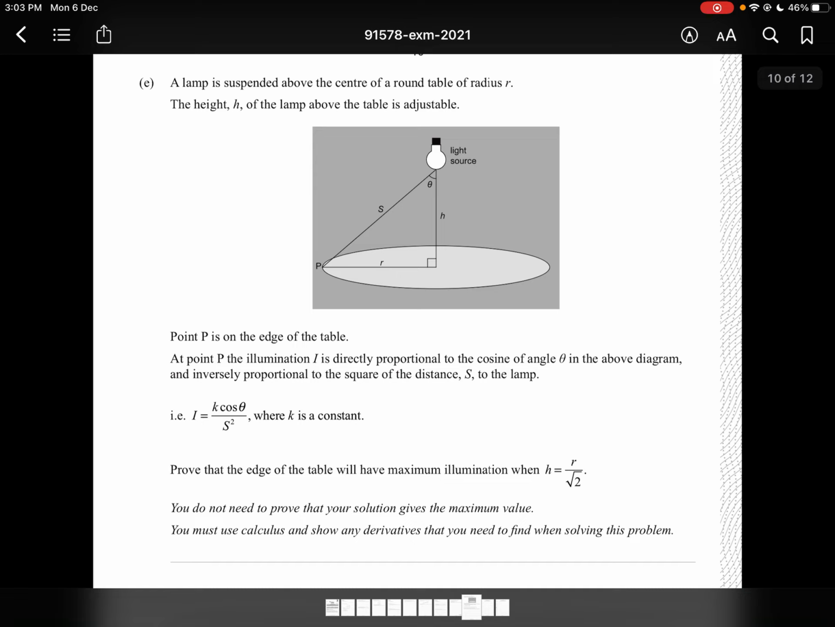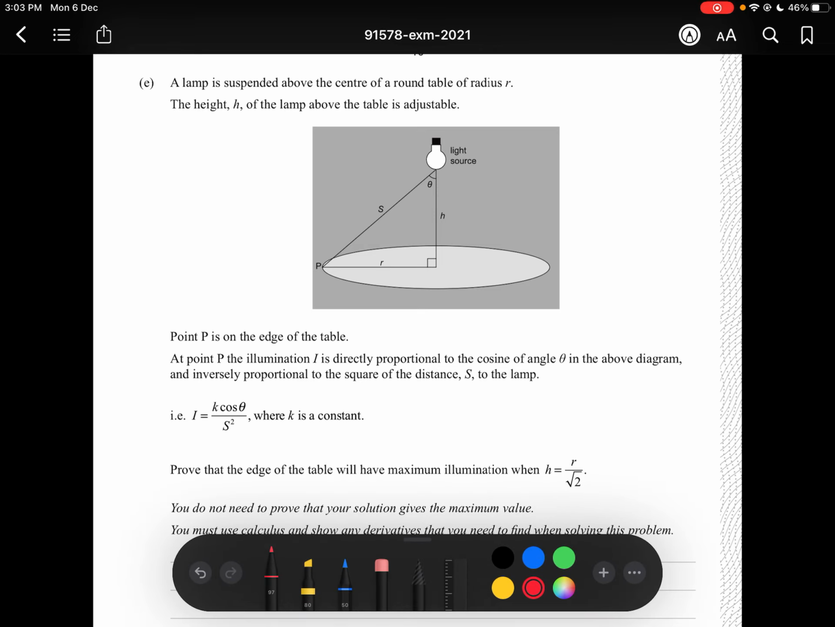Question E. A lamp is suspended above the center of a round table of radius r. The height of the lamp above the table is adjustable, so h is changing, r is constant, and point P is on the edge of the table. At point P, the illumination I is directly proportional to the cosine of angle theta in the above diagram, and inversely proportional to the square of the distance s to the lamp. So I equals k cos theta over s squared, where k is a constant. Prove that the edge of the table will have a maximum illumination when h equals r over 3.